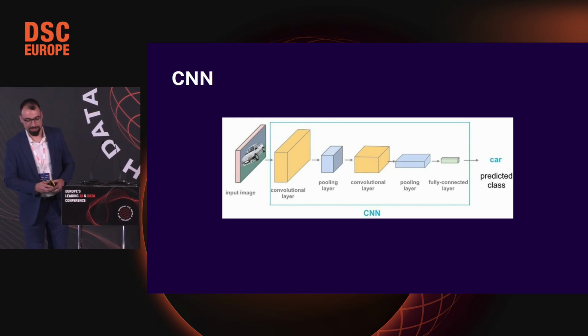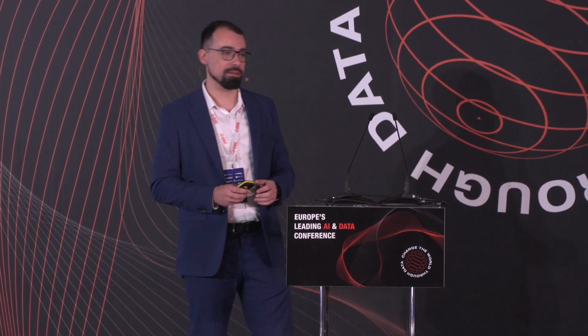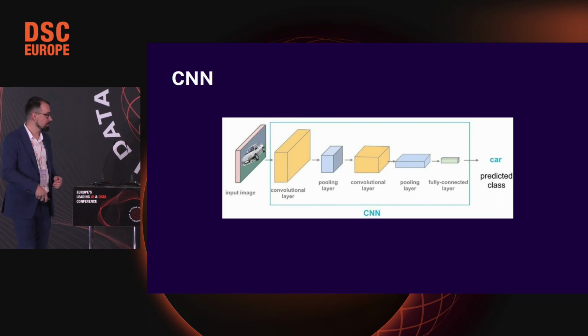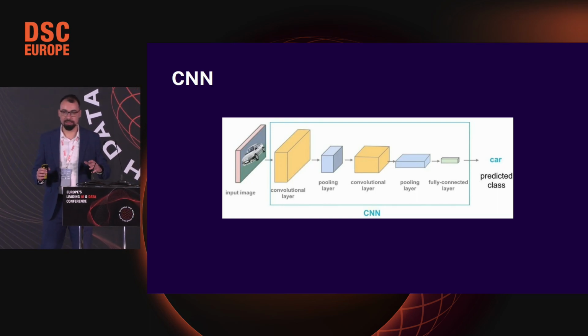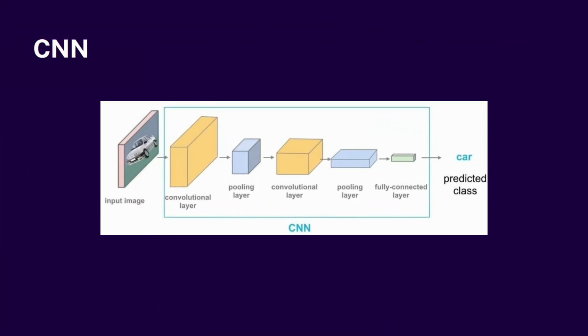Okay, so let's do a quick reminder on classical convolutional neural networks. This is a normal image, and what you usually have is a convolutional layer, a pooling layer, and then you stack more and more convolutional layers until you get to some depth where you have extracted the features that you need.